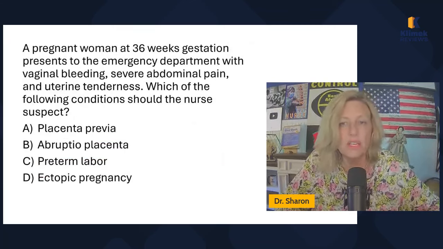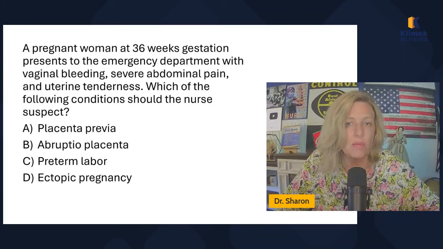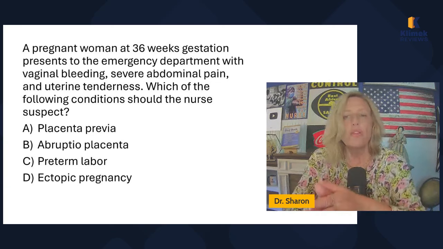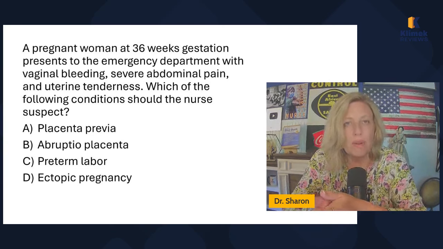A pregnant woman at 36 weeks gestation presents to the ED with vaginal bleeding, severe abdominal pain, and uterine tenderness. Which of the following conditions should the nurse suspect? So 36 weeks, she's late in pregnancy. She's in her third trimester. She's not completely full term yet.